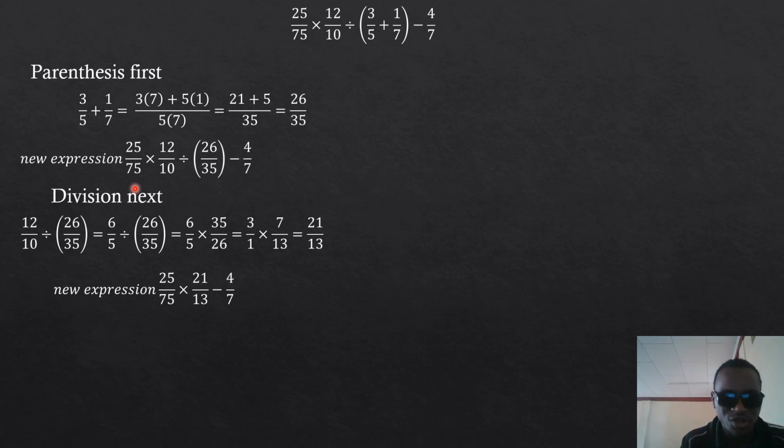Okay? So now, since we have done this part together, we have not touched 25 on 75 times. What is here? We have not touched it. So we just copy and replace. Are you seeing that? We copy and replace. The answer was 21 on 13. Now copy and replace in that same position times, then followed by minus 4 on 7. That's what we have not touched. So I've just replaced in that position.